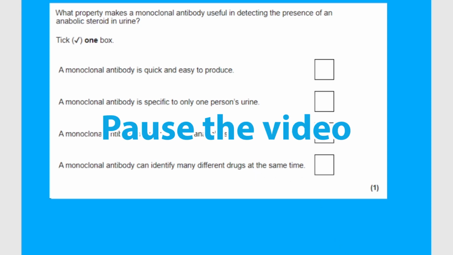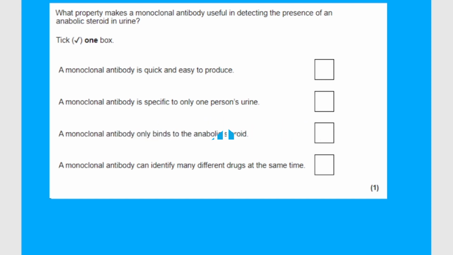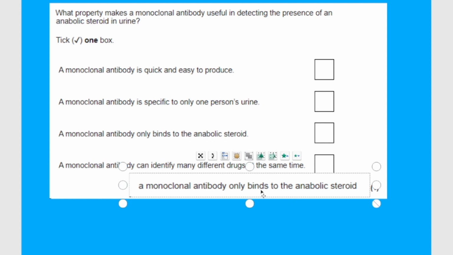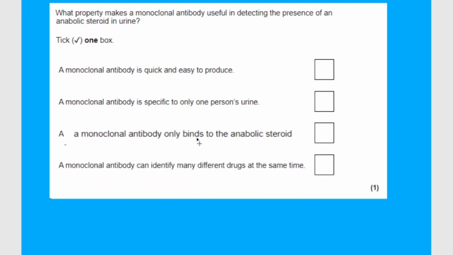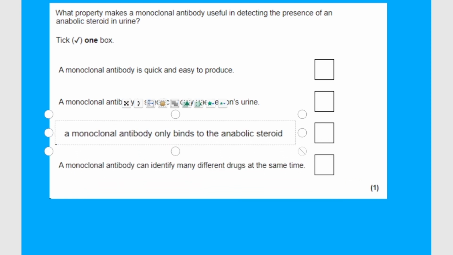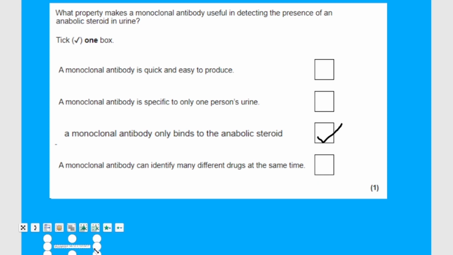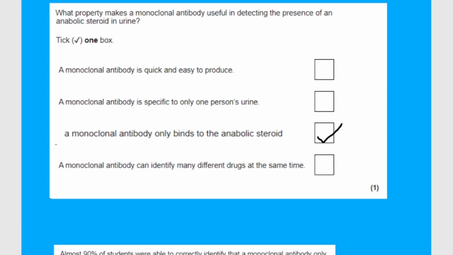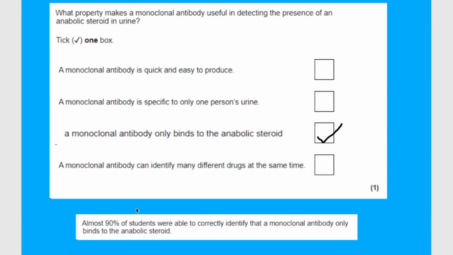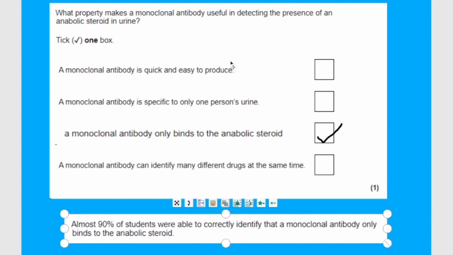Pause the video if you need to. And the answer was this one. Monoclonal antibody only binds to the anabolic steroid, so it's the 3rd one. Let's check the examiner's report. And the examiner's report says that 90% of students could identify this. So this was going back to easier questions.